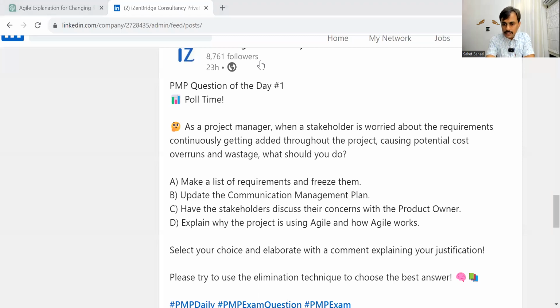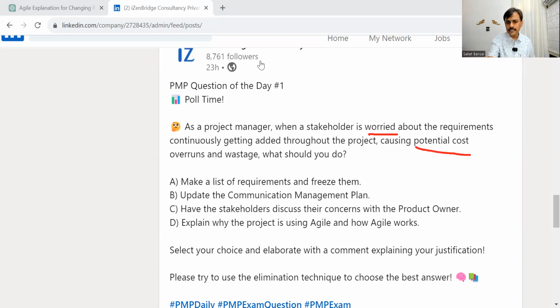So first thing is, the stakeholder is worried. There is no specific requirement. It is not like I have this requirement, I don't understand why you are adding it into the project, or I have a problem with this particular thing. If I have a specific requirement in mind, I would definitely facilitate a conversation with the product owner. But it is just a worry that requirements are continuously getting added. Yes, I understand. That's why we have selected the Agile life cycle.